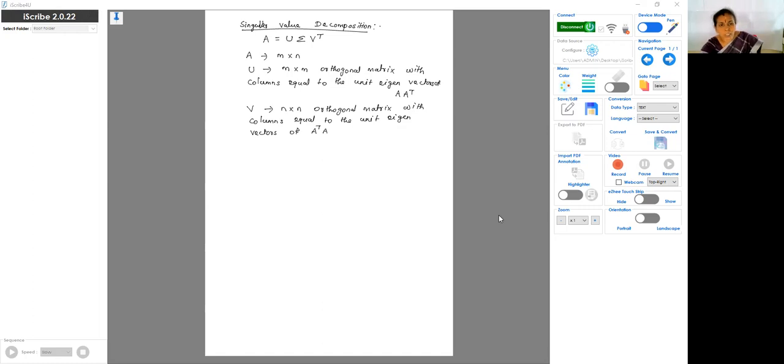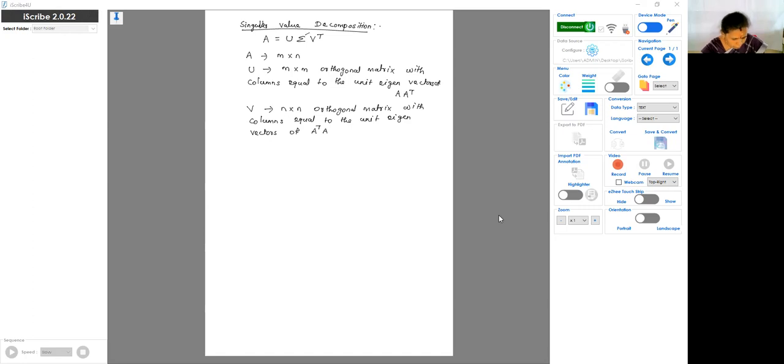So we find A transpose A first. For that, we find the characteristic equation, eigenvalues, eigenvectors, and unit eigenvectors, and the V matrix is represented with these unit eigenvectors taken as column vectors. So with this, we create the V matrix. For that we write V transpose. Next, we should know what our sigma matrix is.